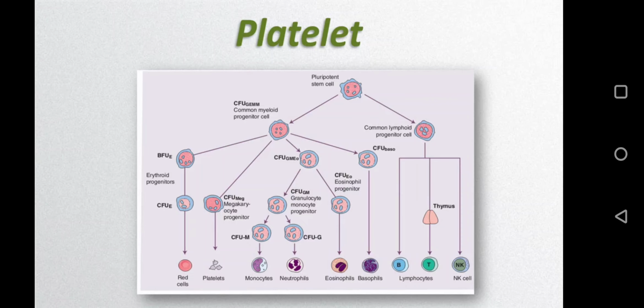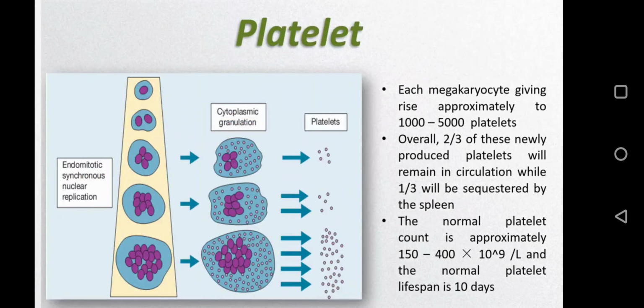Platelets are produced by megakaryocytes. Each megakaryocyte gives rise to approximately 1,000 to 5,000 platelets. Overall, 2/3 of these newly produced platelets will remain in circulation, while 1/3 will be sequestered by the spleen. The normal platelet count is approximately 150 to 400, and the normal platelet lifespan is 10 days.